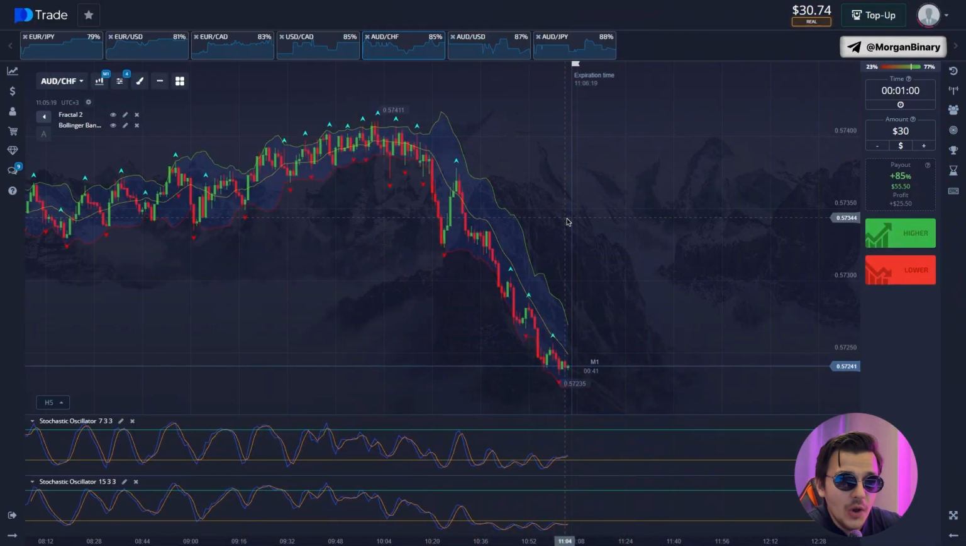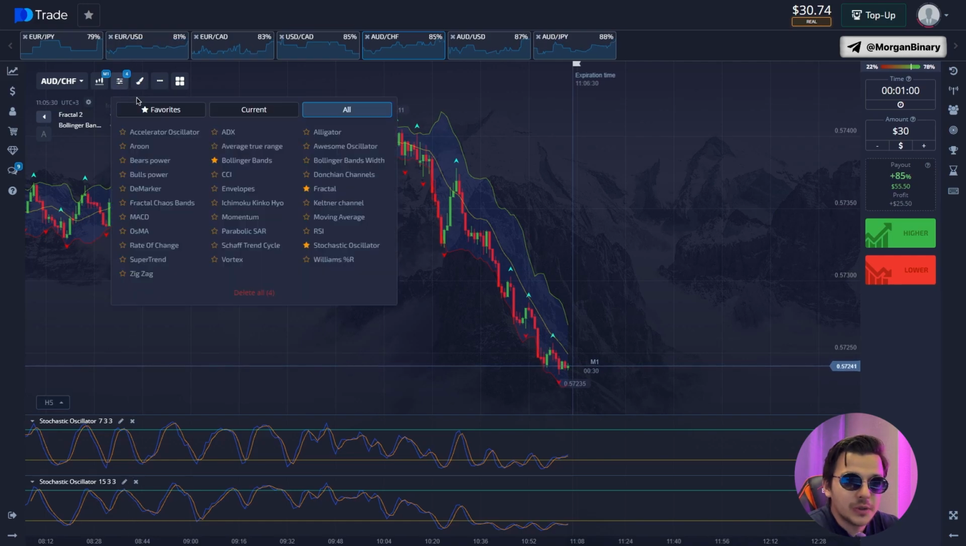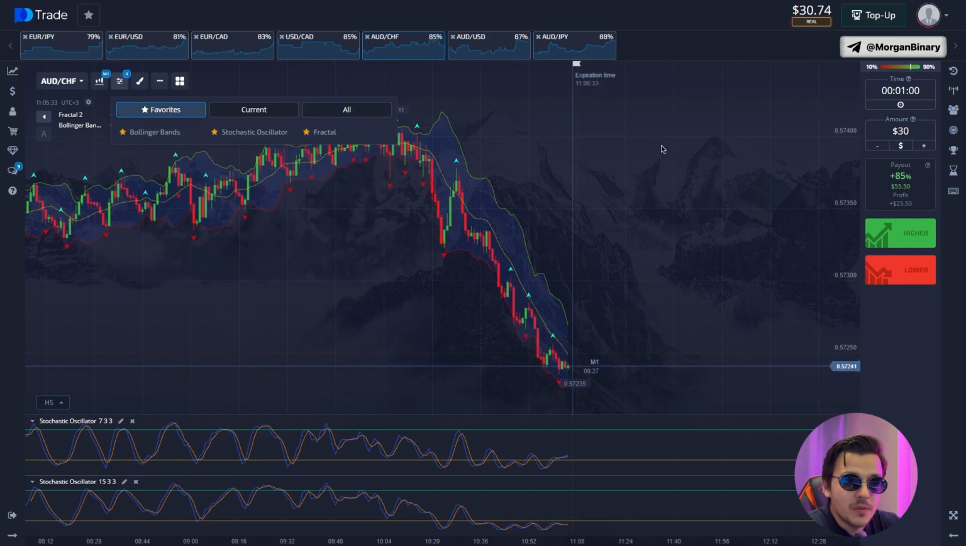So, we are on the broker, and with a balance of $30, we will start growing our deposit today. We will open trades on a 1 minute time frame, and I have already selected the most optimal currency pairs based on movement and payout percentage. Today we'll be trading with Bollinger Bands, the Stochastic oscillator and the Fractal. I have already set up the indicators. This combination works really well together.